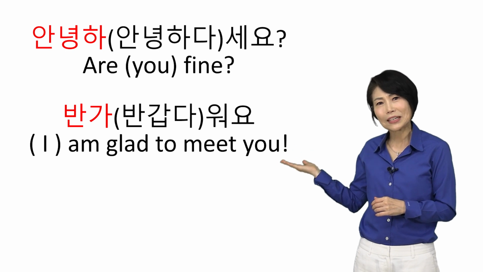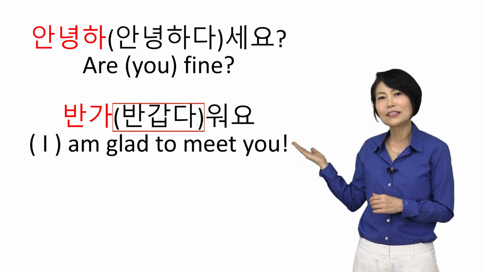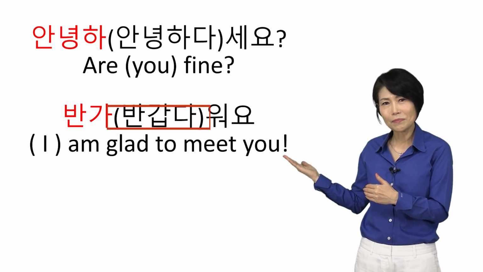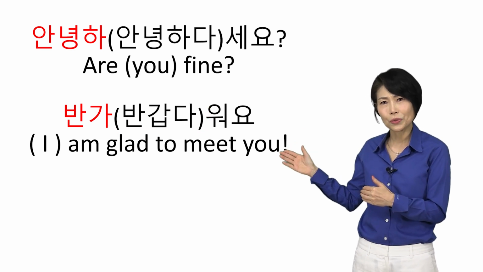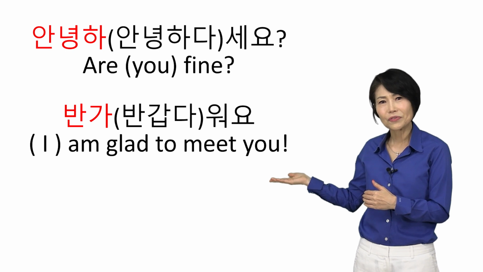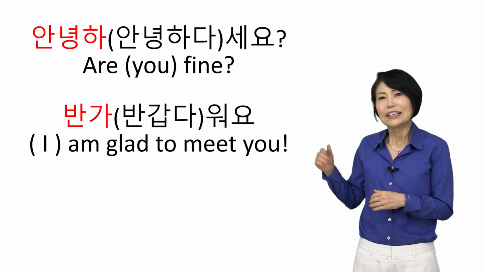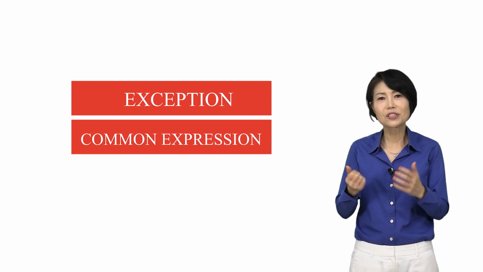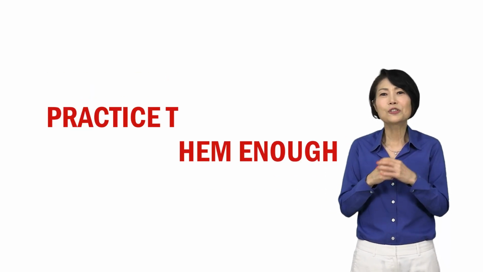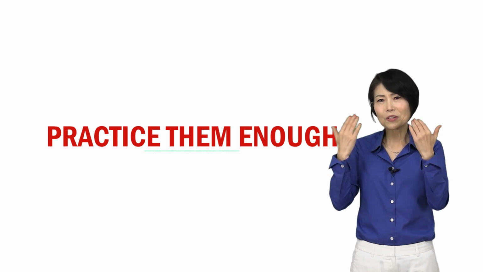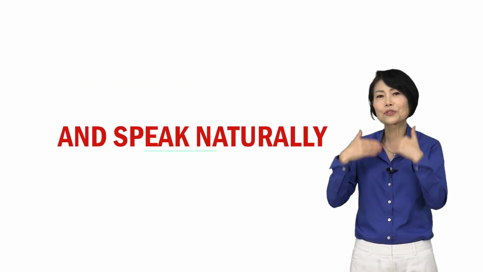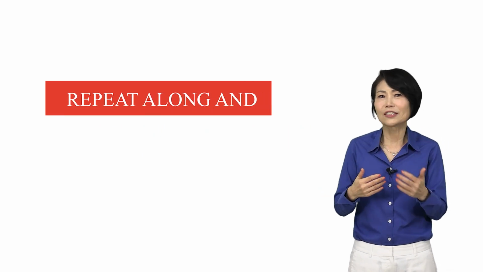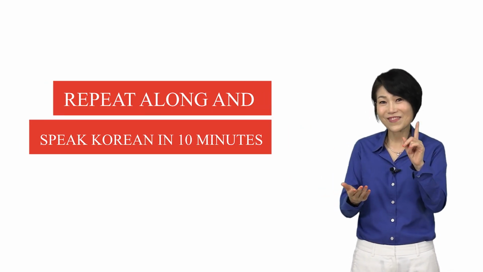The stem of 반가워요 is 반갑다, meaning glad to meet, but a particle 요 removes 부 from the stem and replaces it with 워요. These changing particles are referred to as conjugation. In any language, there are always exceptions and common expressions that you just accept without questioning. As you practice them enough, they'll become a part of you and you'll get to naturally speak them. Conjugation is the same. Just repeat along and you'll speak Korean sentences in 10 minutes.